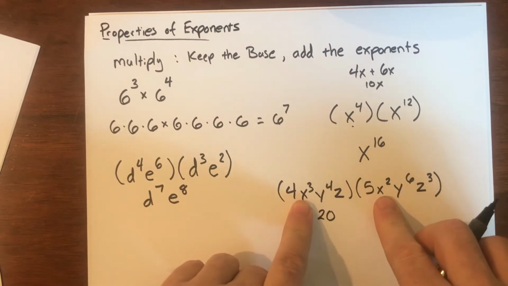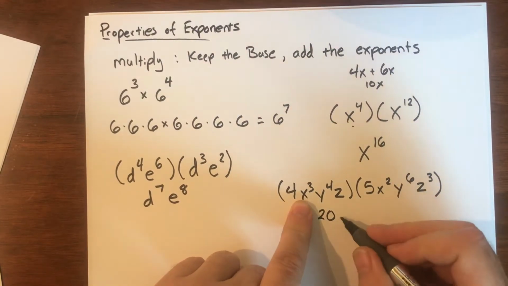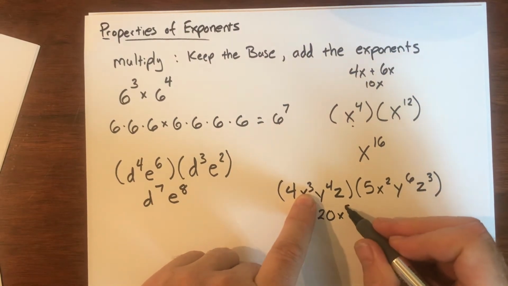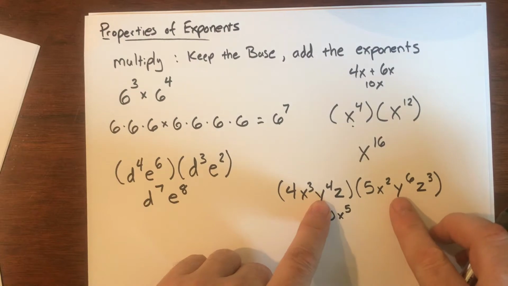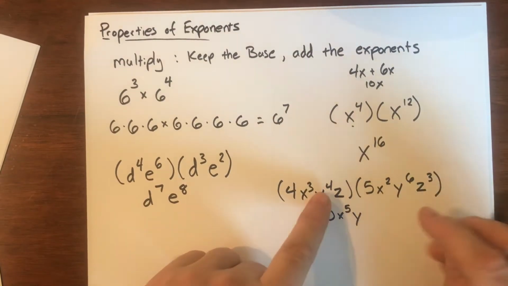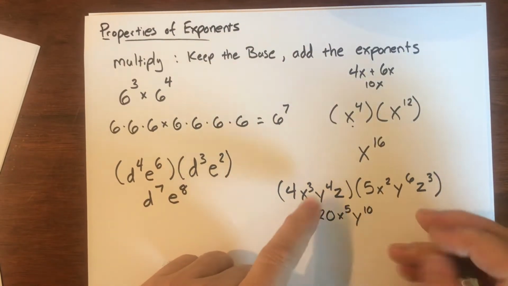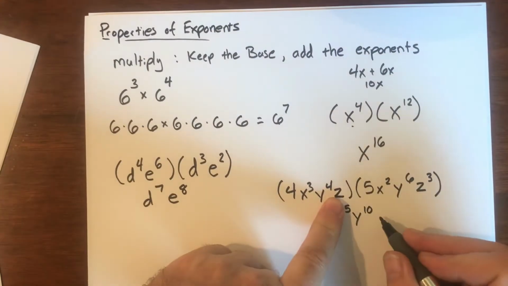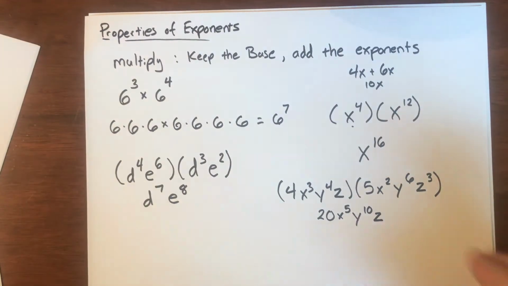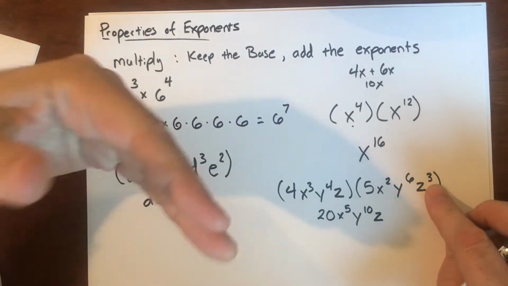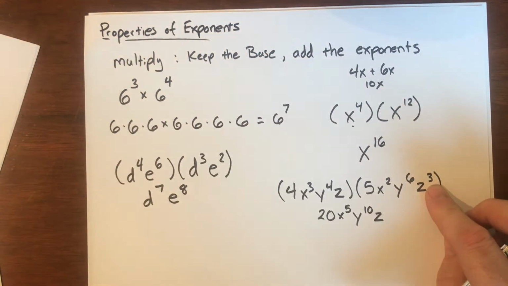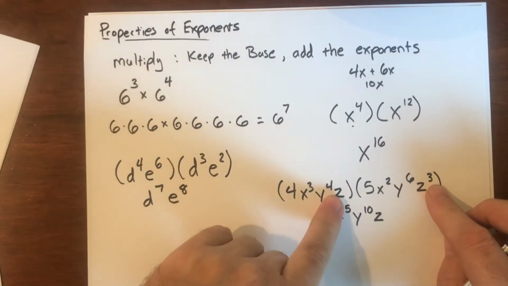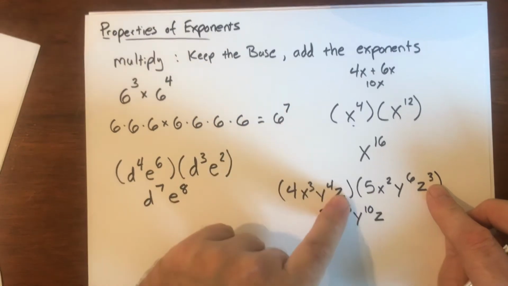Second pairing is the x's. We're going to keep the base of x, add their exponents. 3 plus 2 is 5. Move to the next one, keep the base of y. 4 plus 6 is 10. Okay. Keep the base of z, right? 3 plus nothing would be 3. But that's not nothing. That's something.